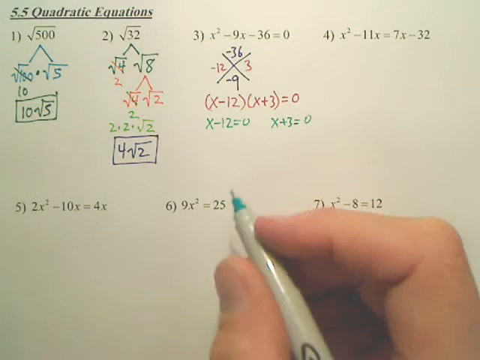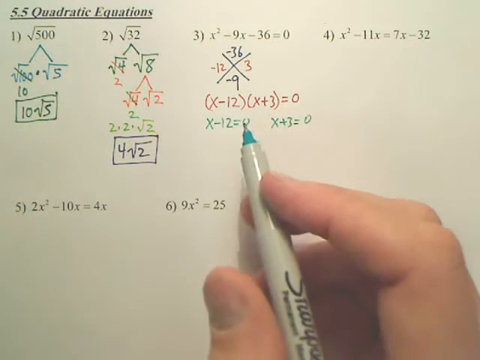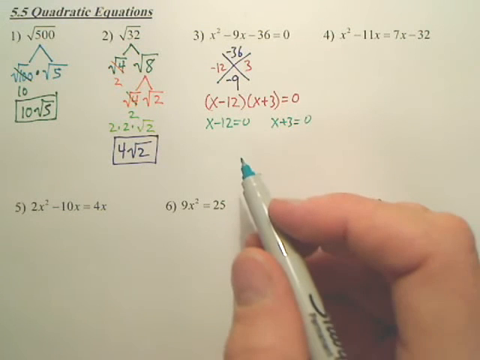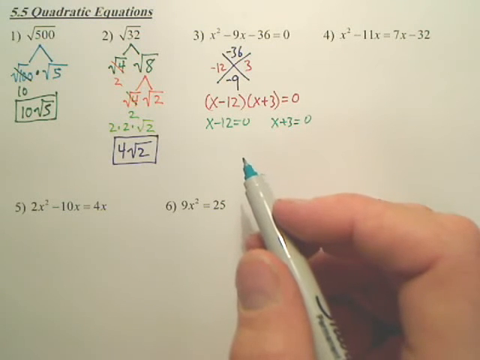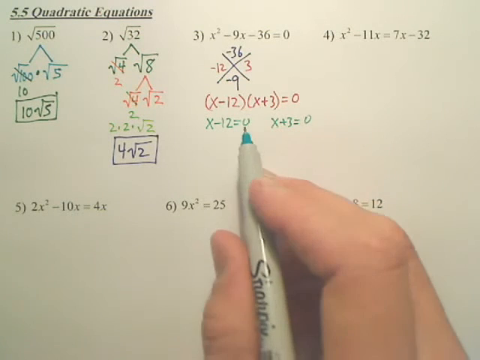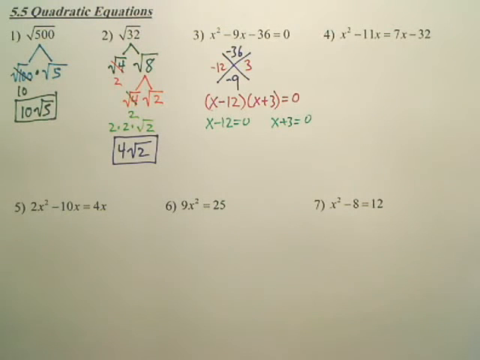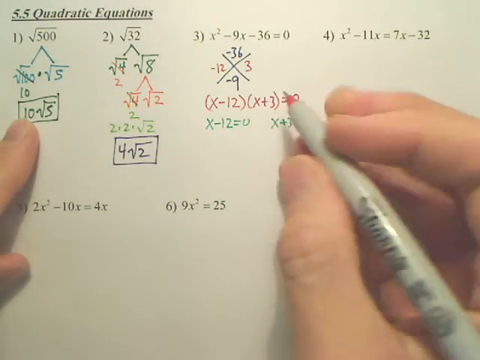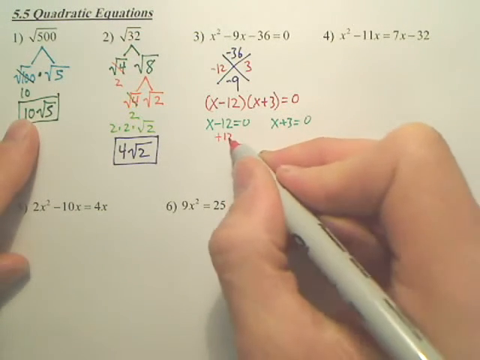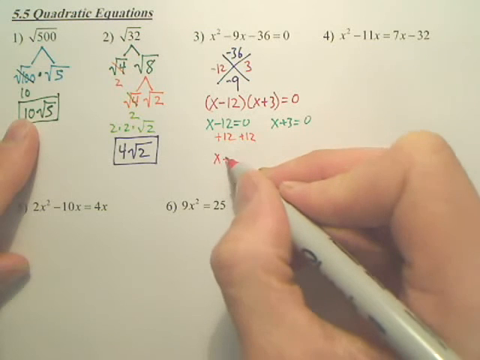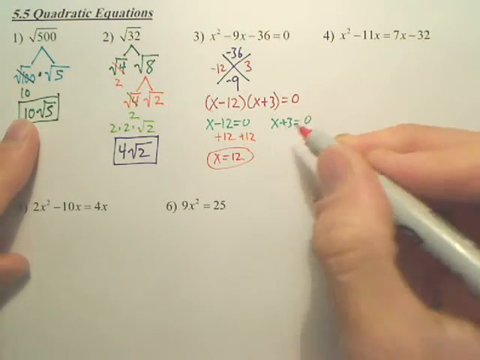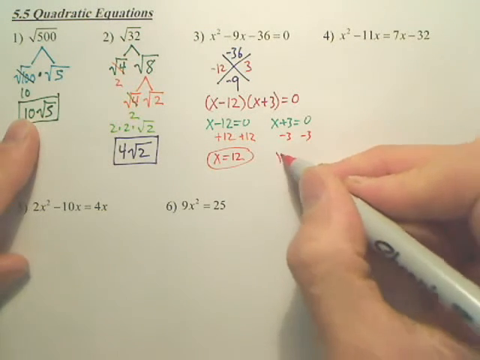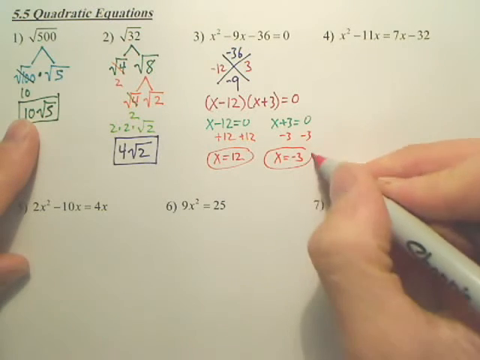When you multiply two numbers to equal 0, doesn't one have to be 0? The only way you get 0 is if one of the numbers is 0. So either this equals 0 or this equals 0. Both of those are my answer. I set each piece equal to 0. So what I do is I add 12 over. So x equals 12. Here I minus 3 over. So x equals negative 3.